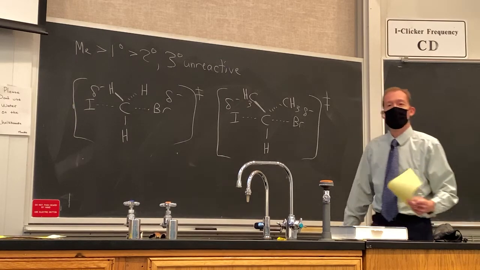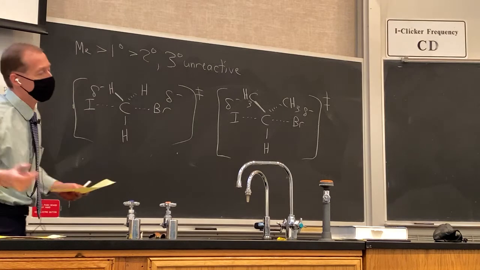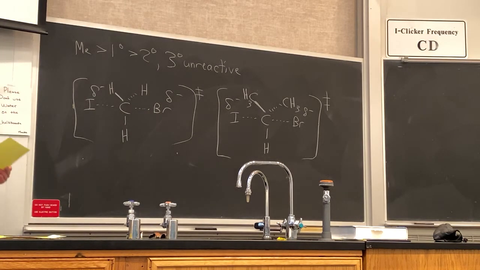Okay? And so that higher energy transition state, due to more steric strain, is why the SN2 reaction of the more substituted alkyl halides is slower. Okay? Secondary slower than primary, primary slower than methyl.